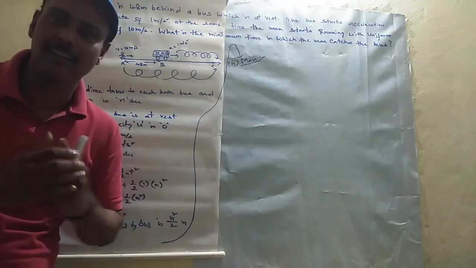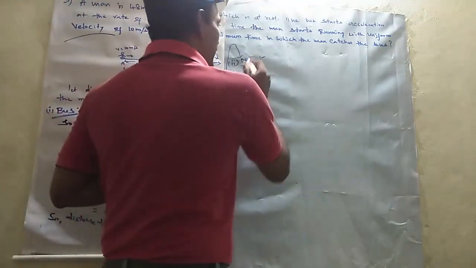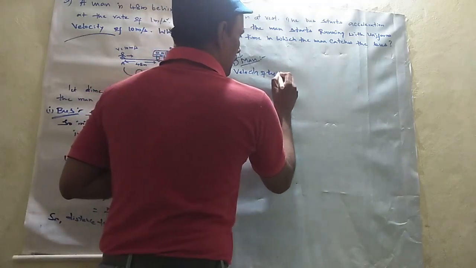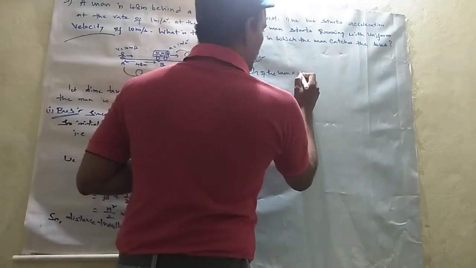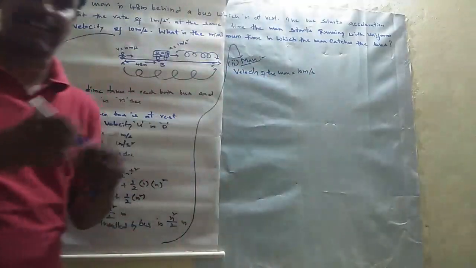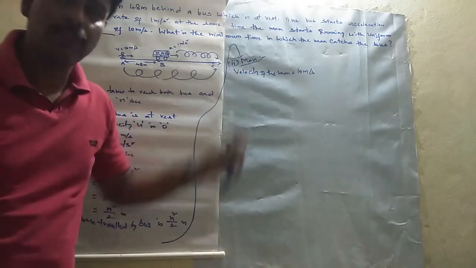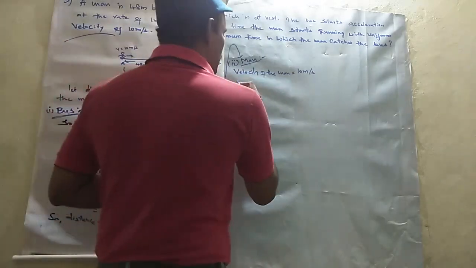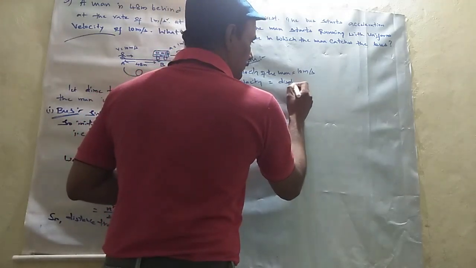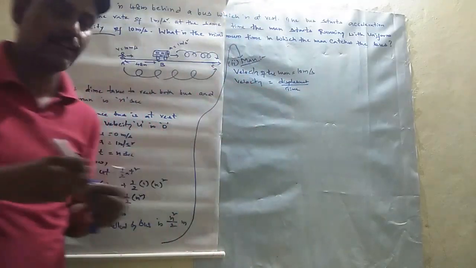So velocity equal to 10 meters per second. That is given. So velocity of the man equals 10 meters per second. Now I'm going to discuss. Actually, velocity, we know one formula. That's nothing but velocity equal to displacement by time.